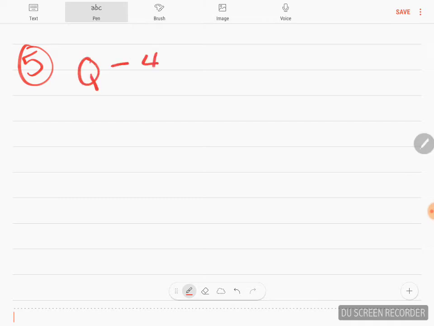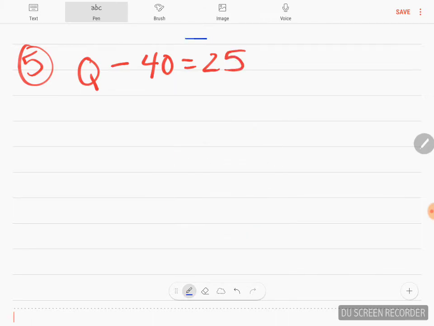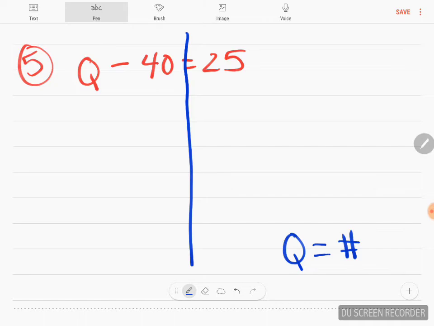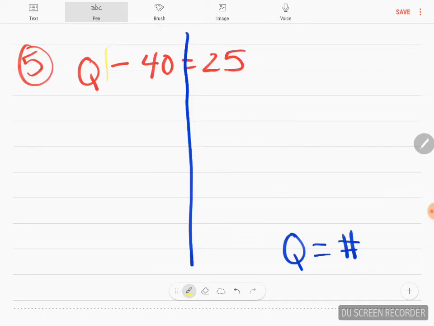Q minus 40 equals 25. All right, this is what I want you guys to do. Put a line through the equal sign. So basically, we want our answer to say Q equals a number. In order to do that, we have to get rid of this -40. In order to get rid of this -40, we have to use the inverse operation.